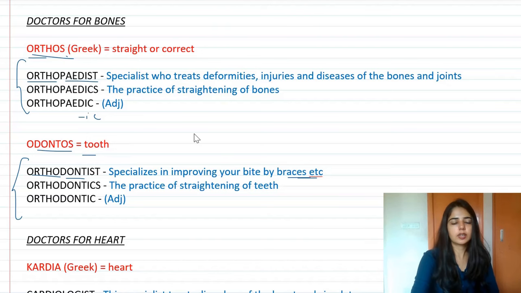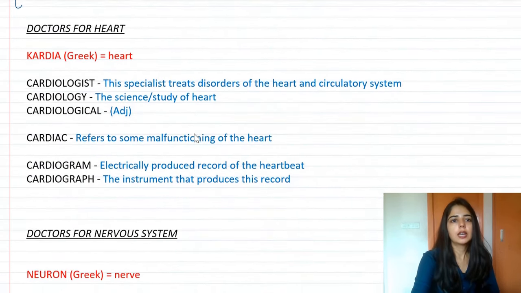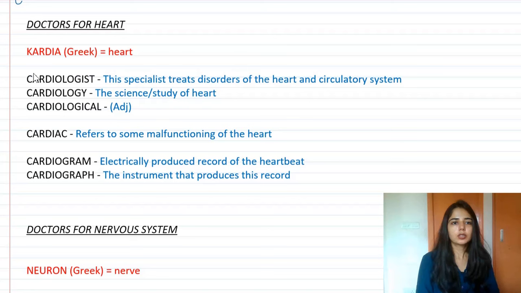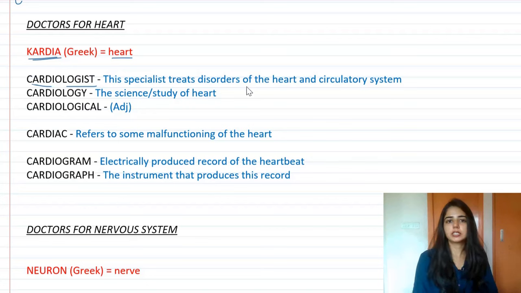So this was easy. Now our next category is doctors for heart. So cardia. You all know cardio, common term for exercises that increase your heart rate, for example jogging, running and all of that. So cardia is a Greek word which means heart. It has been taken from Greek language. So cardiologist, in English we have changed from K to C. Cardiologist, someone who specializes in treating disorders of the heart. So this specialist treats disorder of the heart and circulatory system.